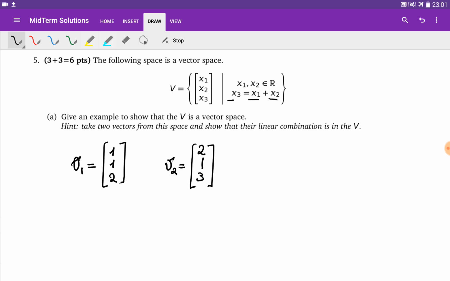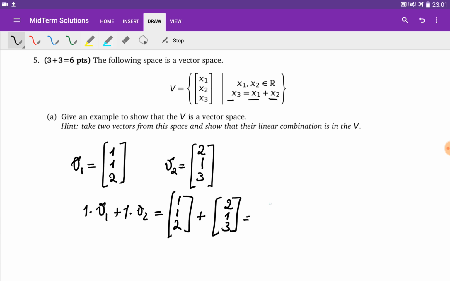So I just need to show an example by taking one of the linear combinations of these 2 vectors. For example, v1 multiplied by 1 plus v2 multiplied by 1 is one linear combination, right? And I need to show that this vector is also going to be inside the space. It's going to be 3, 2, 5, and this vector is also here because the third component of this vector can be obtained by summing the first two components.